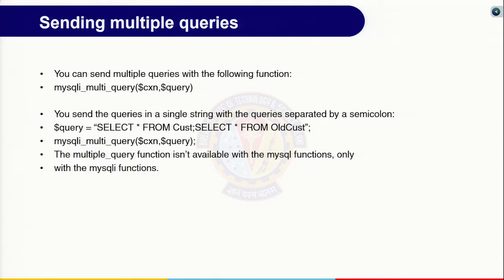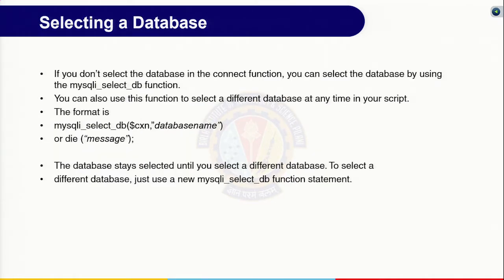You can also send multiple queries using the multi-query function. To send multiple queries, you have to separate the queries with a semicolon. So here you can see select star from customer is the first query, select star from old customer is the second query, and both of them are separated with the semicolon. And the same function multi-query with the connection name and the query value are passed to the server. To select a database, you can use the selectDB function. You can use this function to select a different database at any point in your script. The database selected will stay valid until you select a different database.